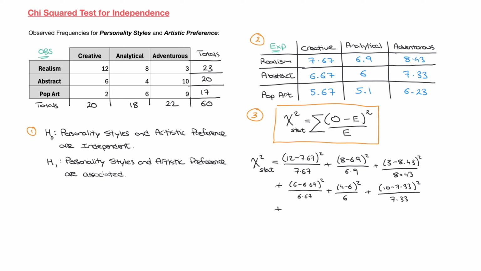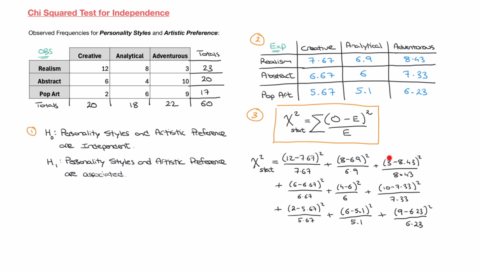And I'll write this over one more line here. We add to that the next observation, so that's 2 minus 5.67 in parentheses squared, and I divide that by 5.67. And I add to that the next value, so that's 6 minus 5.1 in parentheses squared divided by 5.1. And we add to that what we get for our last observed frequency, 9. So that's 9 minus 6.23 squared divided by 6.23.